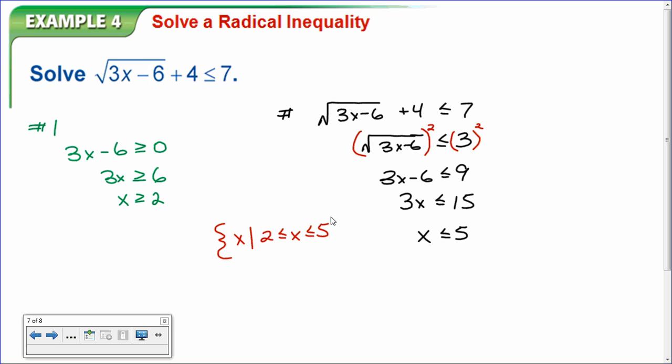What this answer means is that all of our solutions have to be between, including 2 and 5. All right, so from 2 to 5 are where all of our solutions are. If I go less than 2, that makes this imaginary, can't be done. If I go greater than 5, this becomes false.